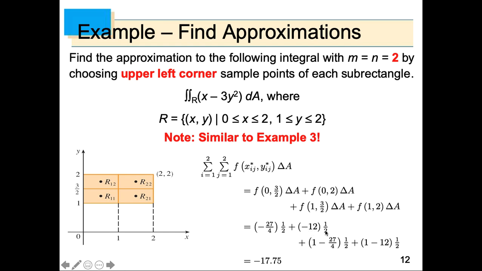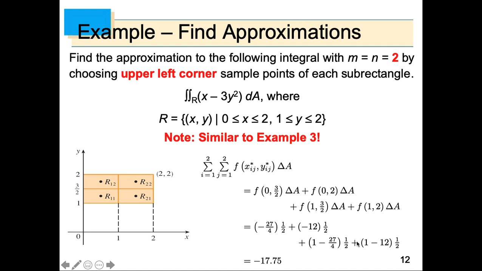So that's where the negative 12 comes from, and again, times 1/2. And then here, this comes from the point (1, 3/2). You plug in (1, 3/2), and you get 1 minus, and then 3/2 squared gives me 27 over 4. So 1 minus 27 over 4, again times 1/2. And finally, this last point over here is the point (1, 2). You go right 1, up 2. That's this upper left-hand corner. It gives me 1 minus 12, that's negative 11, if you plug it in here. And again, times 1/2.